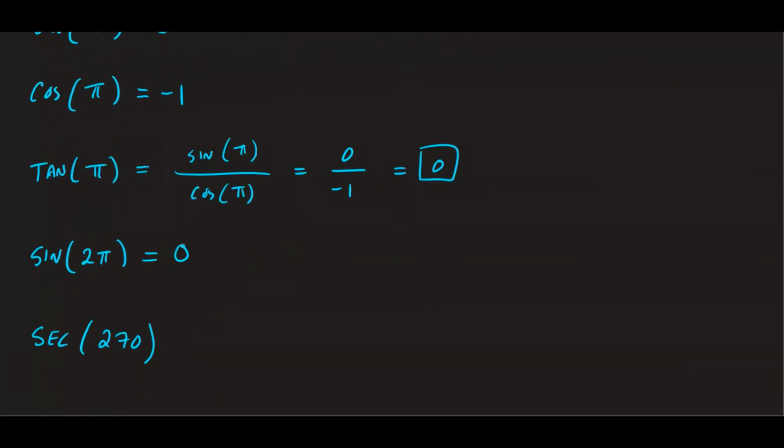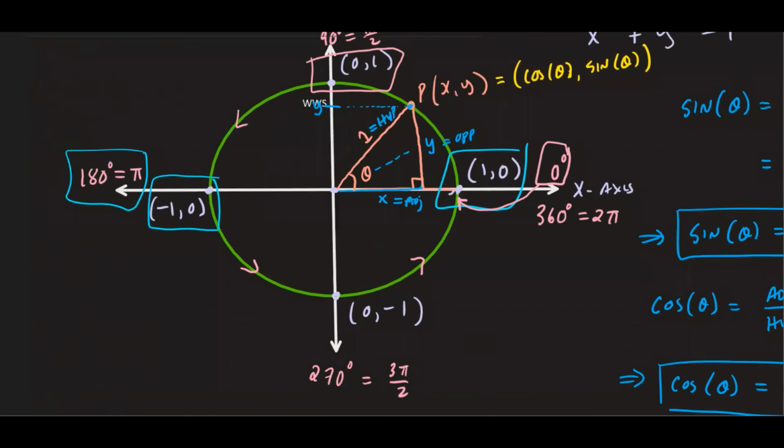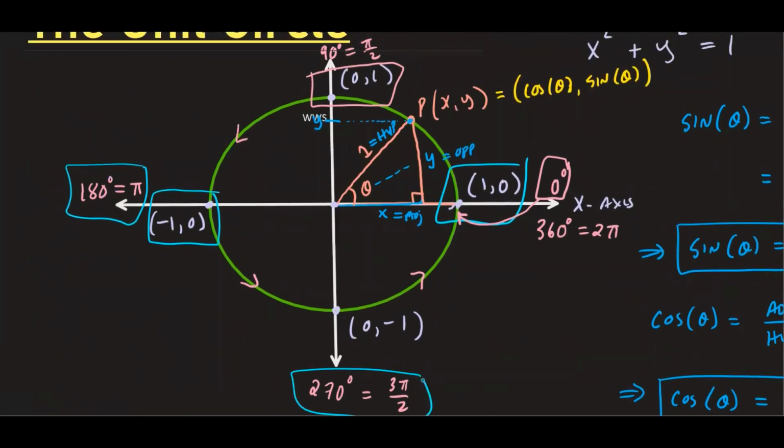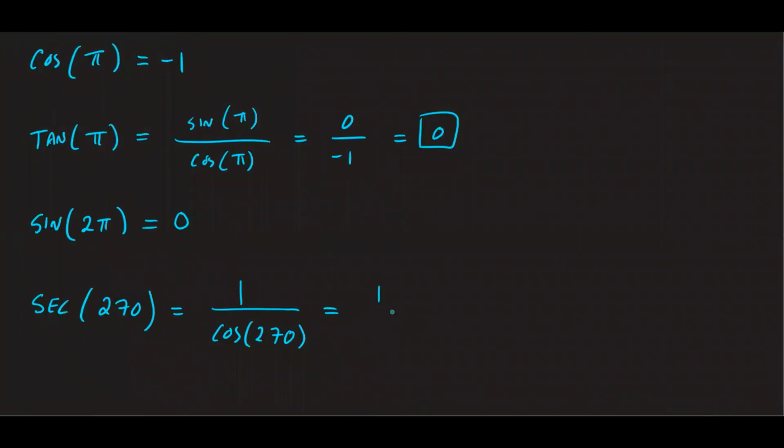Now what about secant of 270? Well, secant you can rewrite. Secant is the reciprocal of cosine, so this is 1 over cosine of 270. So 270, let's go back to our unit circle. So 270 is right here. So that means we're looking at this point on the unit circle, and cosine is the x coordinate, and the x coordinate of this point is 0. So cosine of 270 is 0. So we have 1 over 0, which means secant of 270 is undefined.